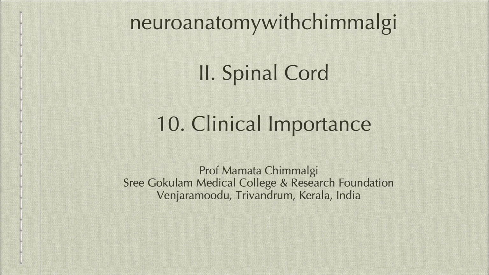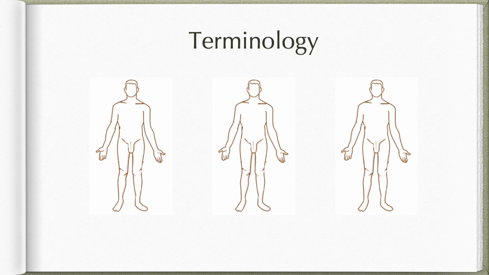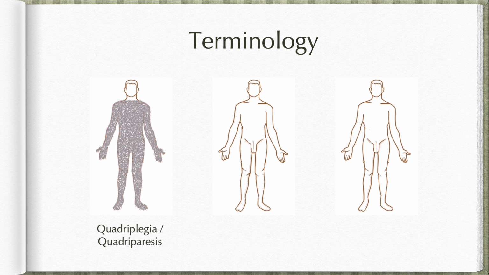In this video, let us study the effects of injury and disease on spinal cord. Before we begin, let us learn a few terminologies. The term quadriplegia or quadriparesis refers to paralysis or weakness of muscles of all the four limbs.